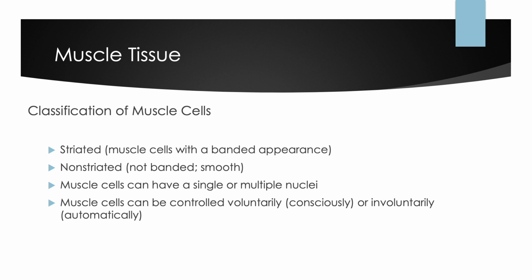So let's talk a little bit more about muscle tissue and how we classify muscle cells. We classify muscle cells based on their appearance. So first we break them down into striated versus non-striated. Striated just means muscle cells with a banded appearance, whereas non-striated would be not banded or smooth appearance. And then finally, muscle cells can have a single nucleus or they can have multiple nuclei. So we often define them by the presence or non-presence of nuclei. And then also muscle cells can be controlled voluntarily or involuntarily, and that's another way we classify them.